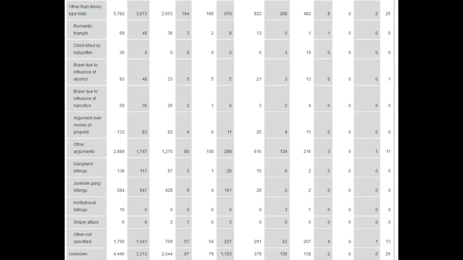And here's the bottom half of that table, which goes over the other than felony causes of murder. And you can see that the highest ones are other arguments. Again, not sure exactly what that means. And other not specified. Not very clear what that means. There's brawl due to influence of alcohol, resulting in 93 murders. Brawl due to influence of narcotics, which caused 59 murders. And argument over money or property, which caused 133. Then there's the gang-related ones. The gangland killings, which are 138, and juvenile gang killings, which is 584.